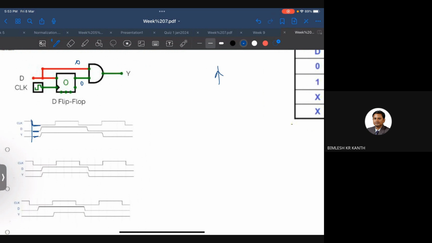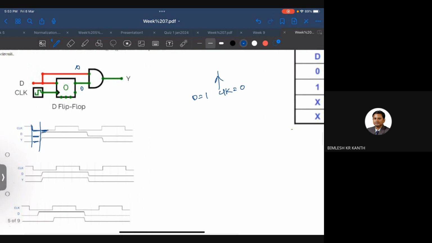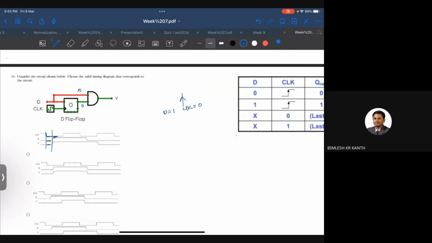Okay. Now let's see after that. This is 0, clock is 0, right? Okay. And D is 1. Mhm. D equal to 1, clock is 0. So it will be Q previous, right? Correct. So you can see that clock is 0, it does not change, it will be the previous value, but it's not Q previous, so this is the wrong answer.